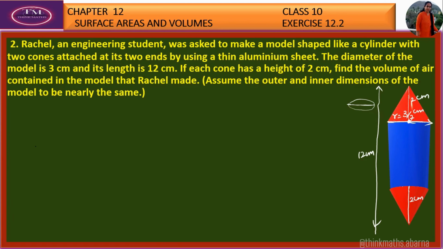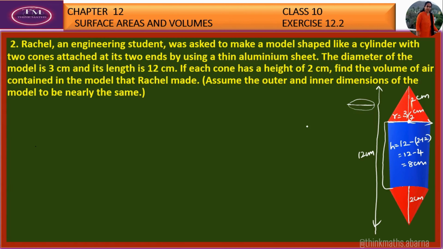So now what will be the height of this cylinder? The height of the cylinder will be the total height minus the heights of both the cones. Both the cones are of the same height, so it is 2 plus 2. So it is 12 minus 2, 12 minus 4, which is 8 centimeter. So the height of the cylinder is equal to 8 centimeter.